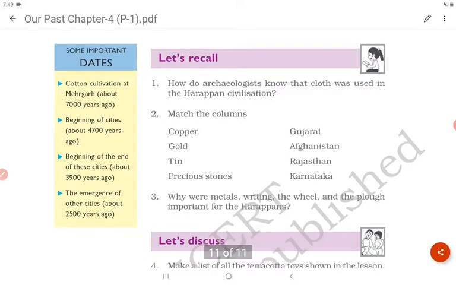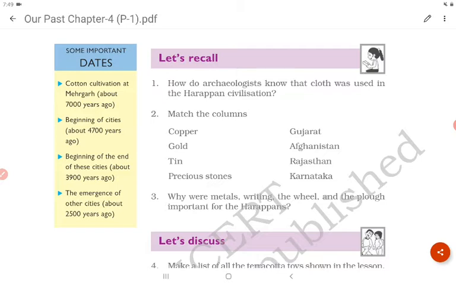Some important dates. Cotton cultivation at Mehrgarh about 7,000 years ago. Beginning of cities about 4,700 years ago. Beginning of the end of these cities about 3,900 years ago. The emergence of other cities about 2,500 years ago.